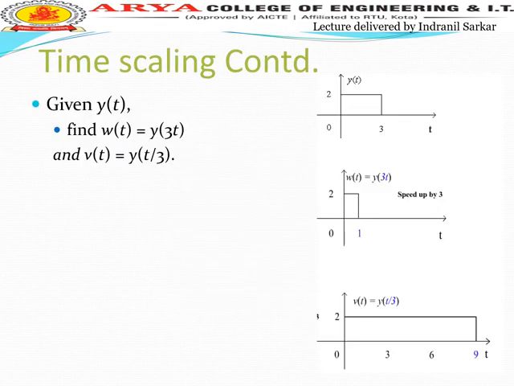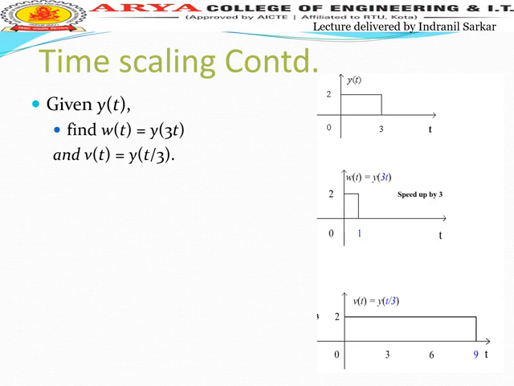Time scaling. Here is also y(t). Now first find w(t) is equal to y(3t) and v(t) is equal to y(t/3). Now the signal y(t), represented over here at the top, starts from 0 to 3 and the height is 2.